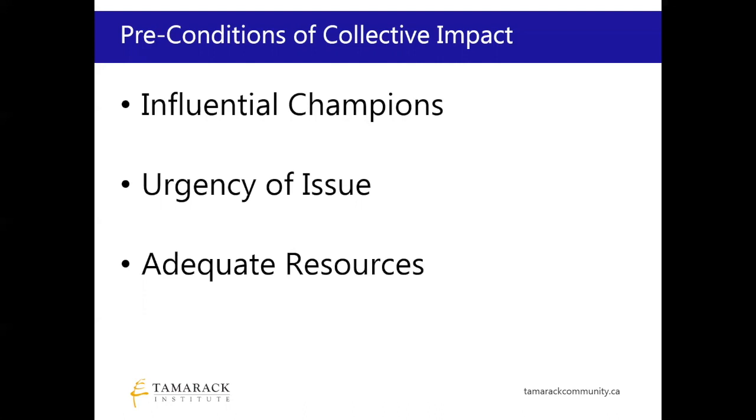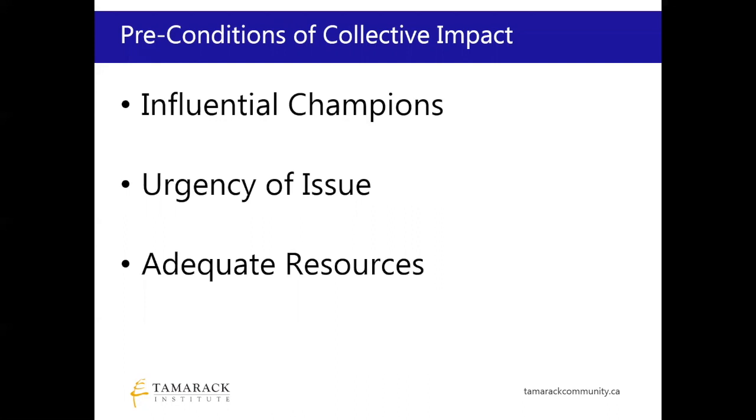And then finally, the third precondition of collective impact is around adequate resources. And this really speaks to understanding that collective impact problem solving is about long-term change, and that we really need to have enough resources, both human and financial, to be able to help this change to occur systematically in our communities. So those are the preconditions of collective impact.